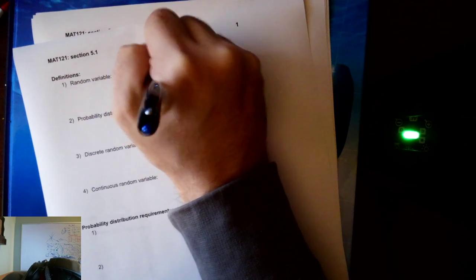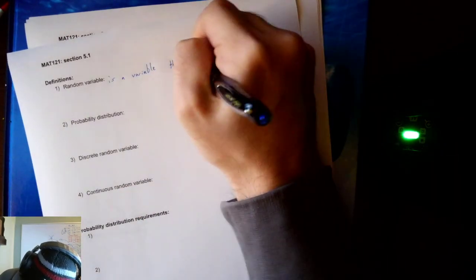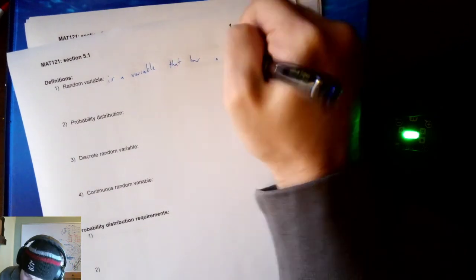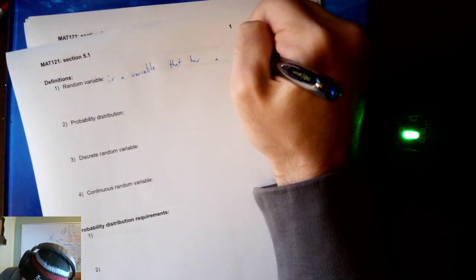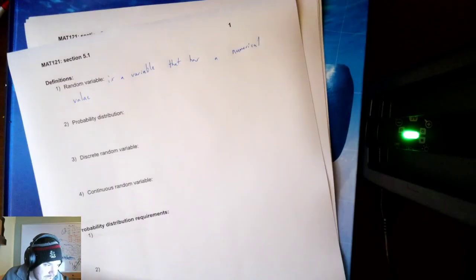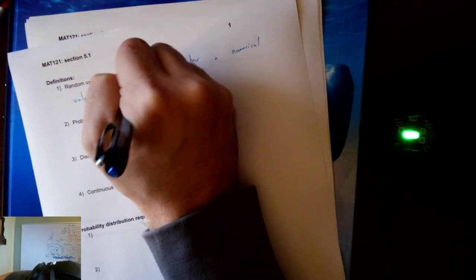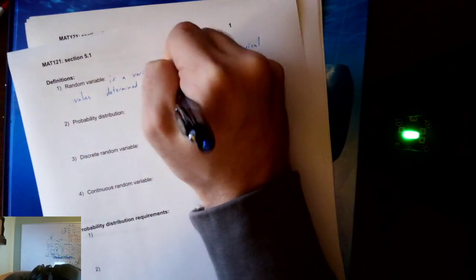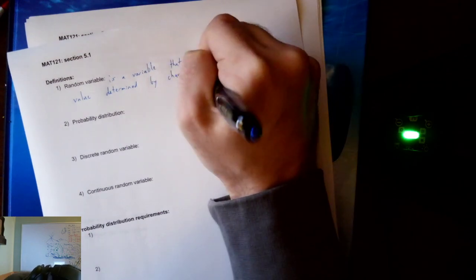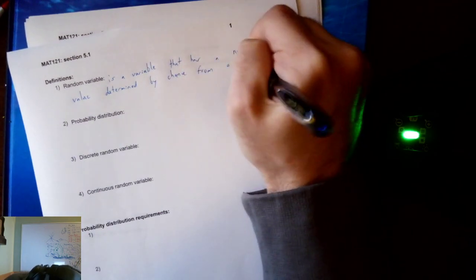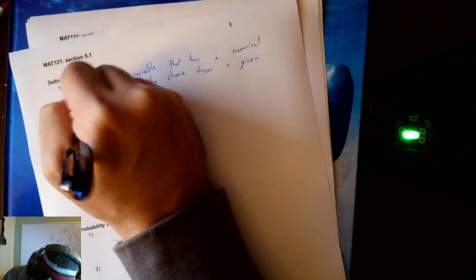So first, a random variable is a variable, hopefully that makes sense, that has a numerical value that's determined by chance from a given procedure.